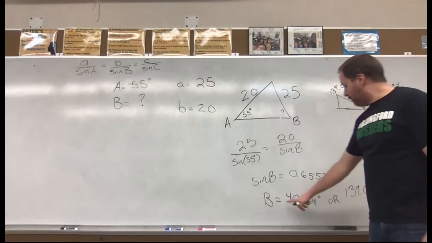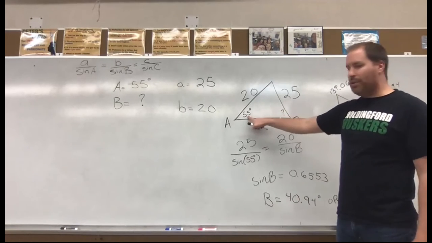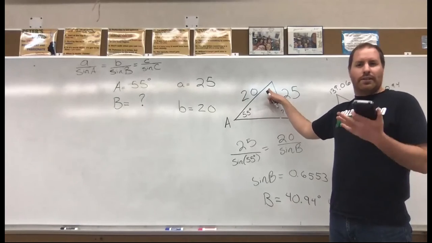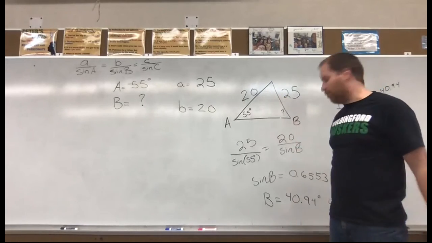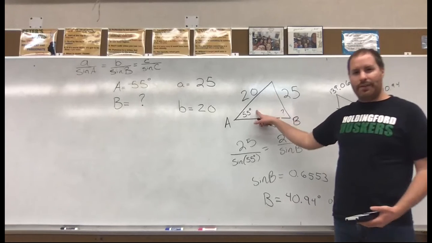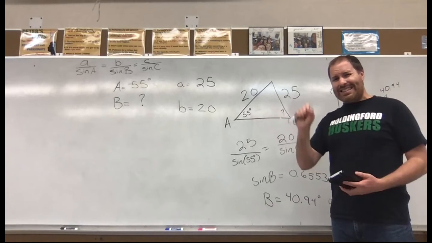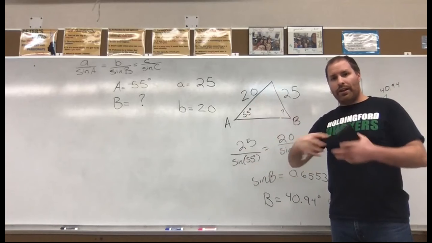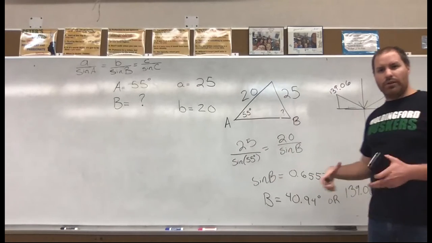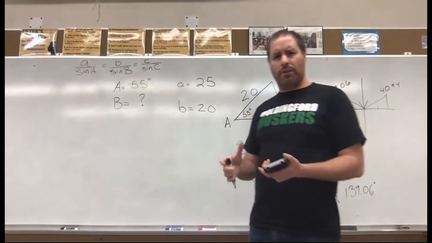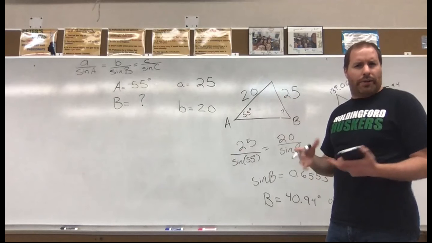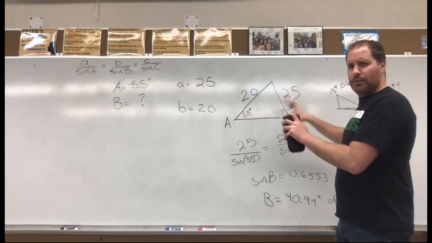So in here, if we take 40.94 plus 55, we get a little more than 90, so we have enough to make another angle, since we have 180 total. But if we take 139 and add it to 55, we get something bigger than 180 degrees, like 194 degrees just between these two angles. And then we've got a third angle that we'd have to make negative, which in a physical triangle we can't do.